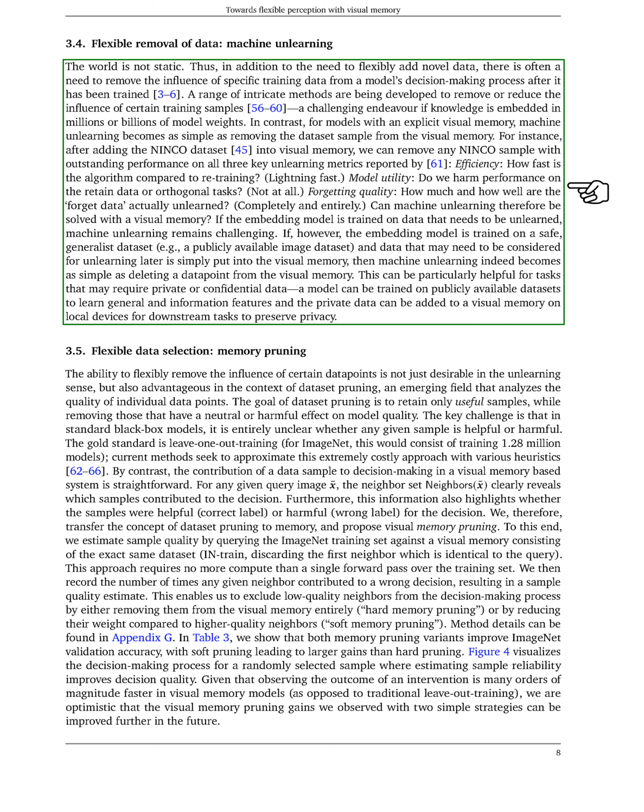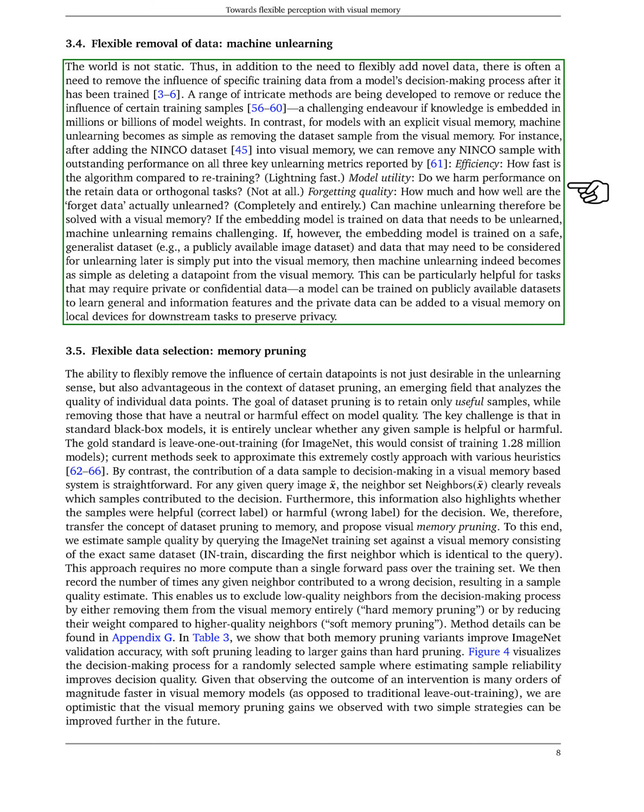For example, after incorporating the NINCO dataset into our visual memory, we can efficiently remove any NINCO sample while maintaining excellent performance on key metrics. The algorithm is lightning fast. It does not harm the model's performance on retained data or other tasks, and it completely unlearns the specified data.